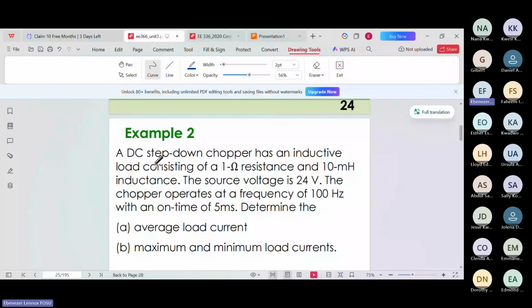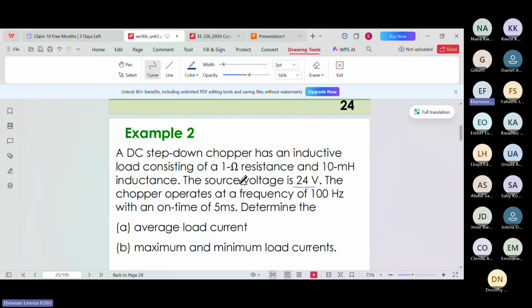This example says a step down chopper has an inductive load. This one is an inductive load, which consists of resistance and then inductance. It's not just only inductance. Please, I hope this is clear. The resistance is 1 ohm and the inductance is 10 millihenry. The source voltage is 20 volts and the chopper operates at a frequency of 100 Hz with an on time of 5 milliseconds.